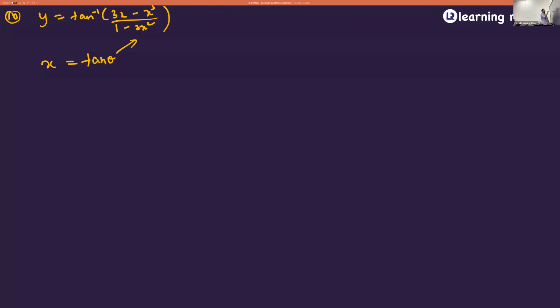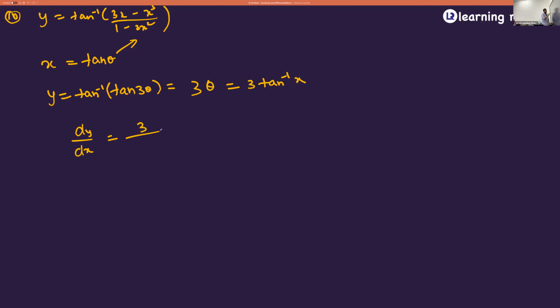So put x is equal to tan theta here. Y will be equal to tan inverse of, I'm not writing it directly, can I write it as tan 3 theta? So tan inverse of tan 3 theta is 3 theta. This will be 3 tan inverse x. So y is this thing. So what will be the value of dy by dx? That's the answer. Those who are online, I hope you're able to understand. Yes, sir.